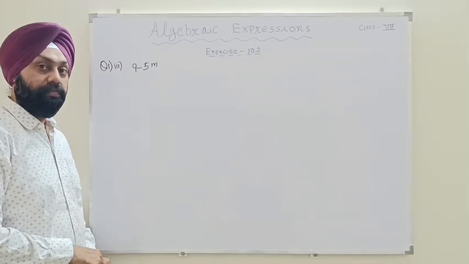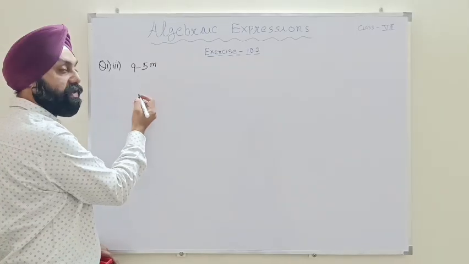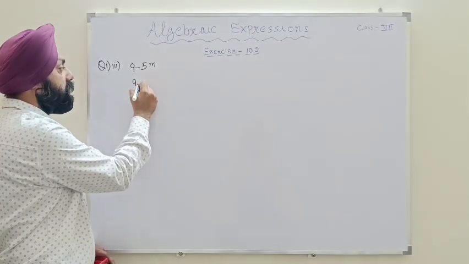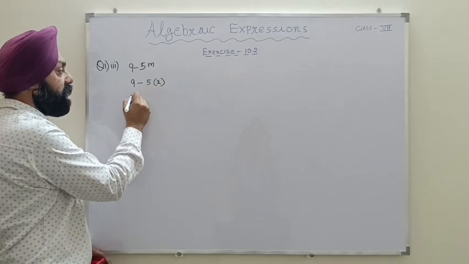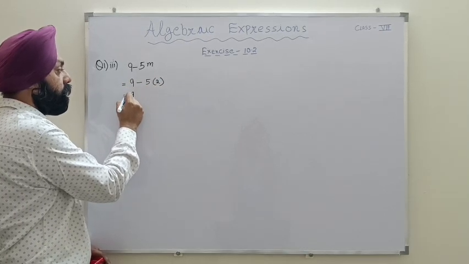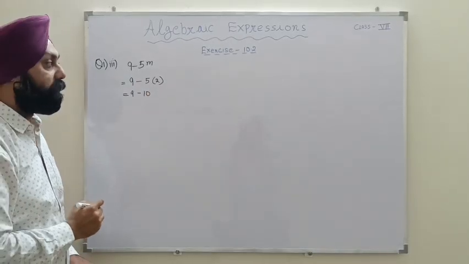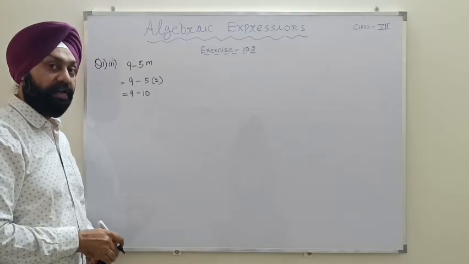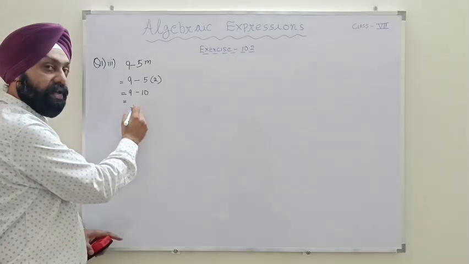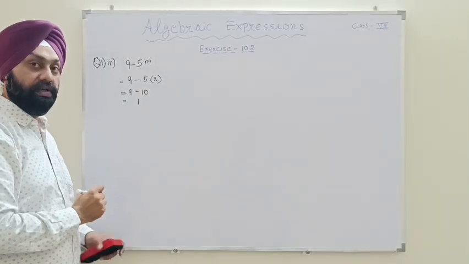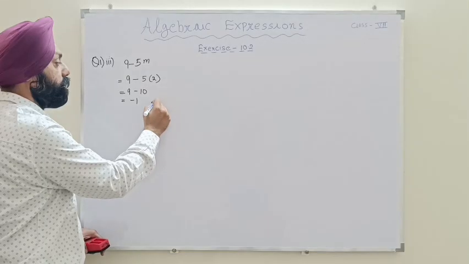So 9 minus 5m, this is the expression for our third part. So again, putting the value of m in this expression, we will do it like this, 9 minus 5, and 5 and m they are getting multiplied, so we will write it like this, which is equal to 9 minus 10. So we all know the concept of integers. Whenever we are having two different signs, we will subtract and the sign will be of the bigger one. So here 10 minus 9 is 1, and because 10 is the bigger number and its sign is minus, the answer is minus 1.